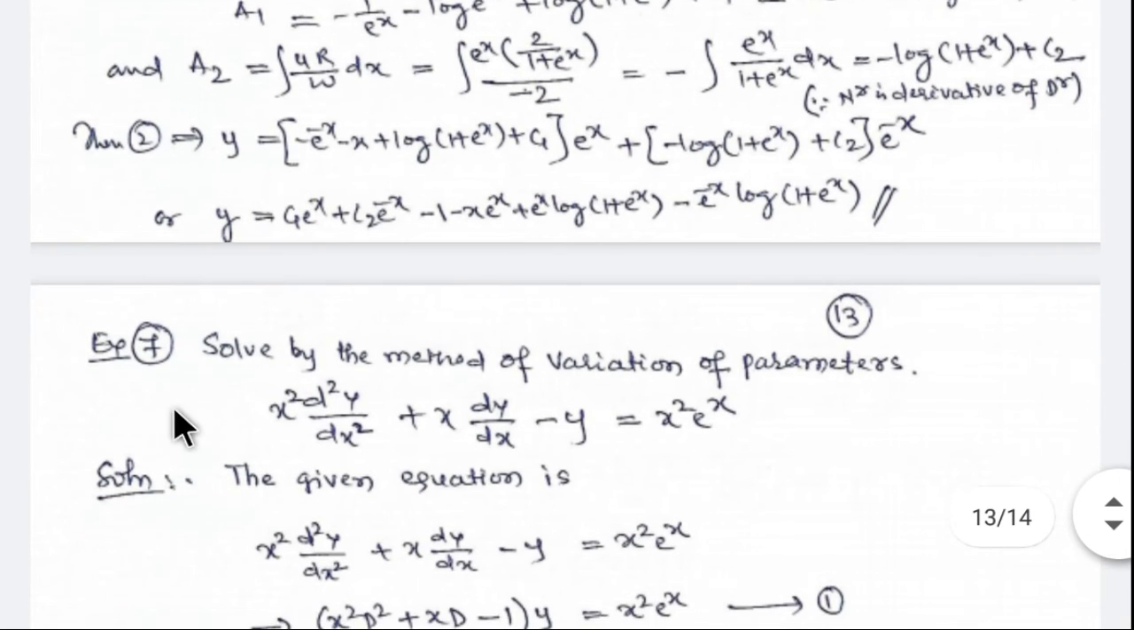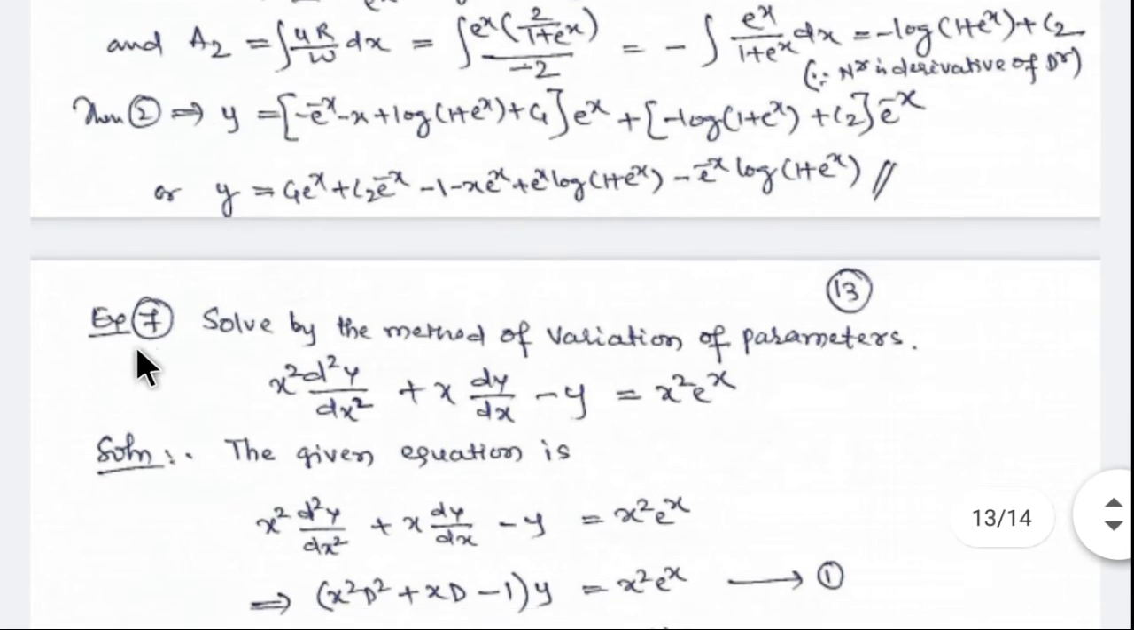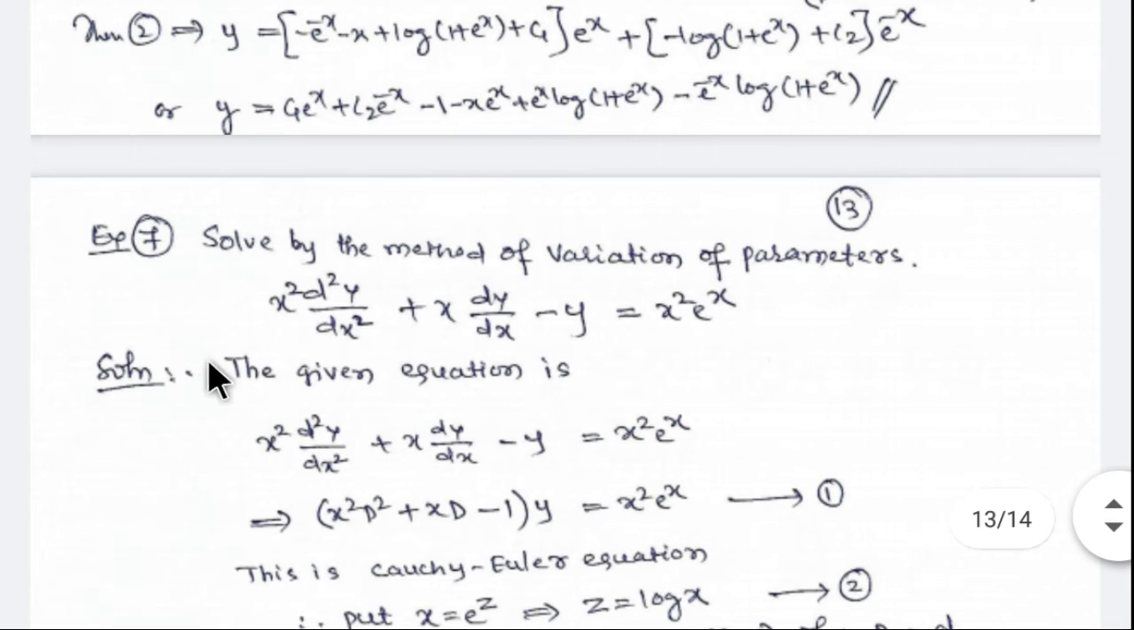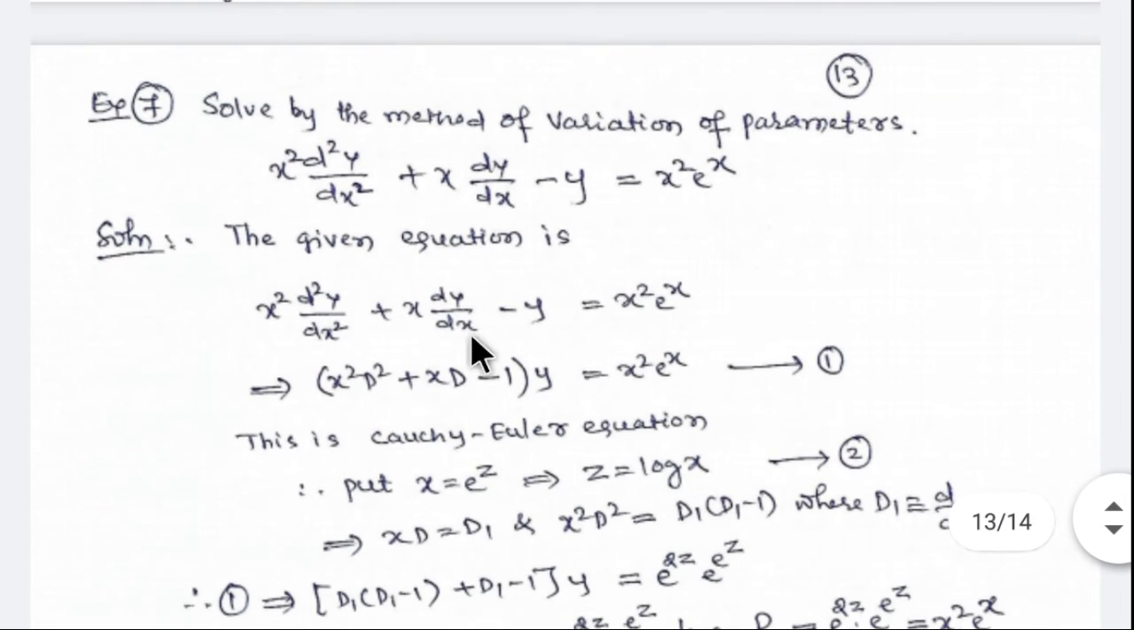Similarly, one more example, example 7, solved by the method of variation of parameters. The equation is x square into d2y by dx2 plus x into dy by dx minus y is equal to x square into e raised to x. This is actually a homogeneous or Cauchy-Euler equation, but they ask to solve this equation by the method of variation of parameters. You must apply this method only.